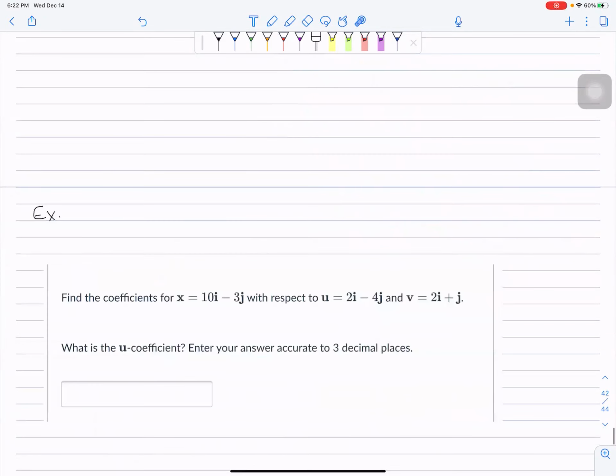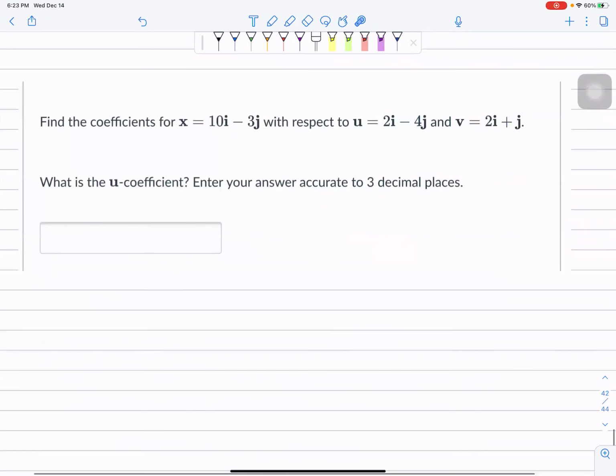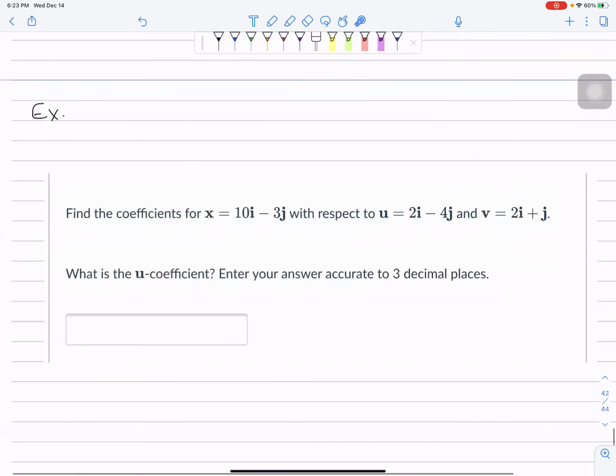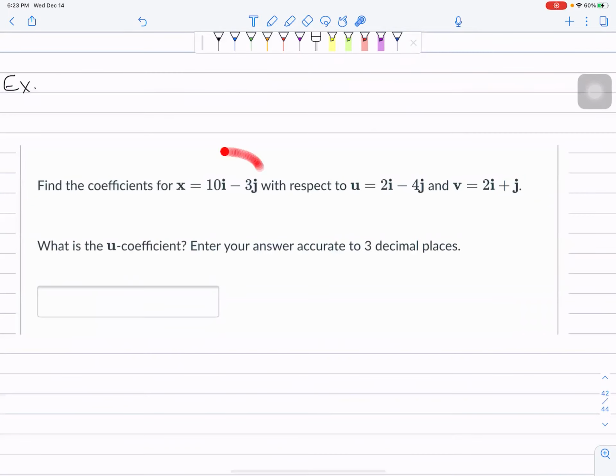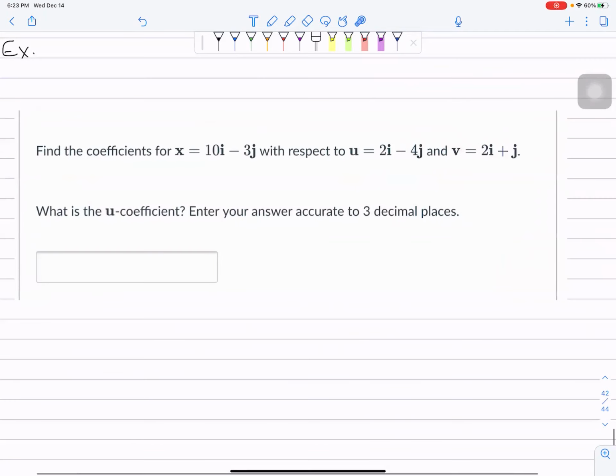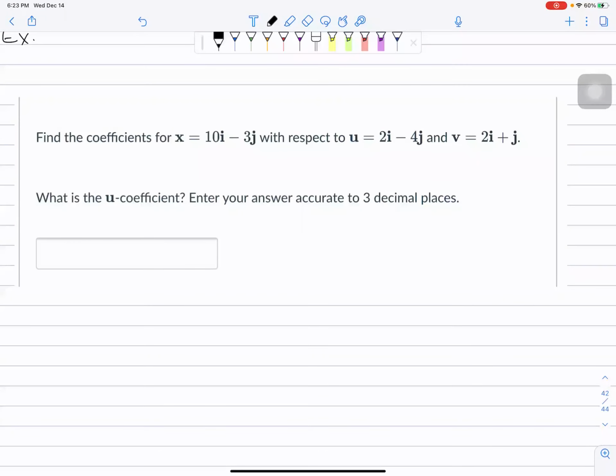Okay, let's do an example. Here they give you this x, and you want to rewrite it in terms of the new basis where you have u and v as your new basis. Then what do you do? Well, I want to write what x is. I'm going to write it as a vector, so it's nicer to write. It's (10, -3). u is (2, -4), and v is (2, 1).